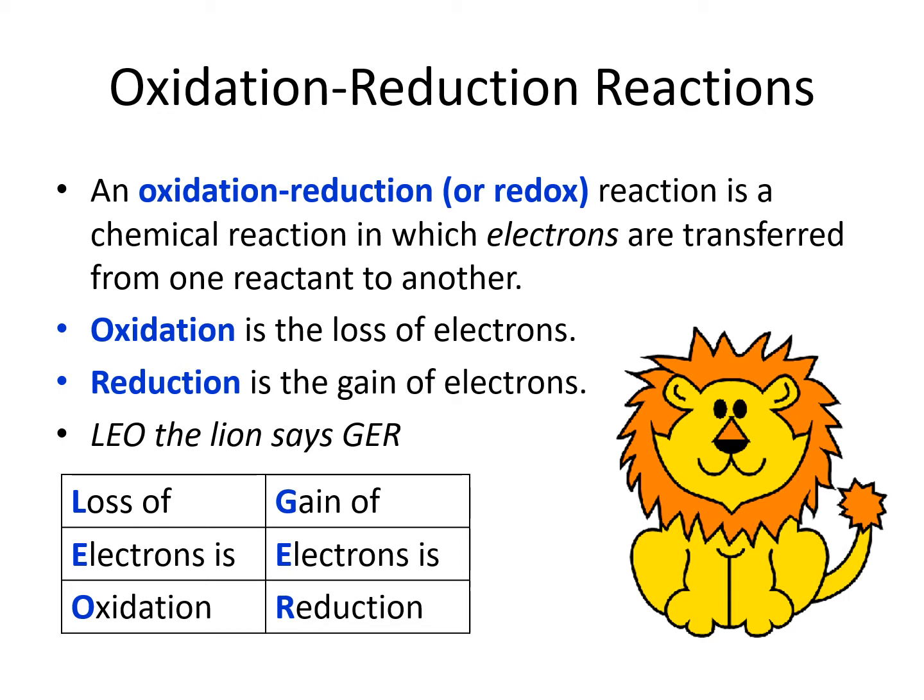I've heard other mnemonics as well. One of them is oil rig. OIL, oxidation is loss. RIG, reduction is gain. I don't like that one as much because it doesn't specify loss or gain of what. This one specifies that we're losing or gaining electrons. This is especially important because electrons have a negative charge, so gaining electrons makes an atom's charge go down, which can confuse students sometimes.